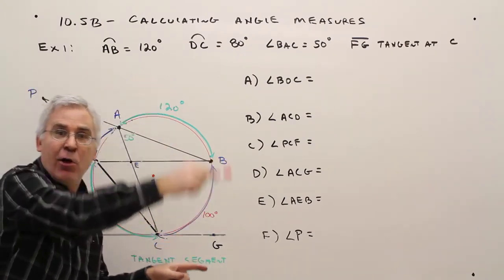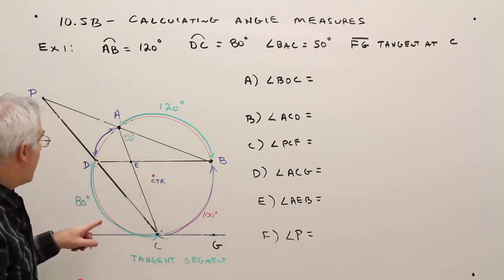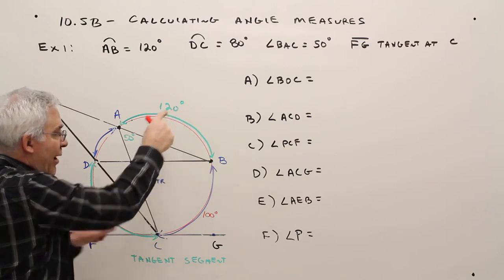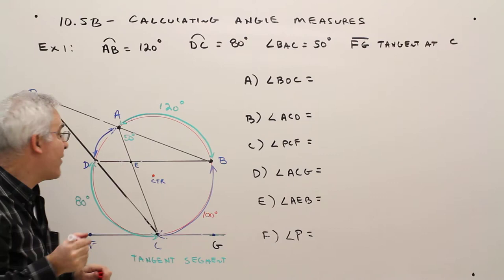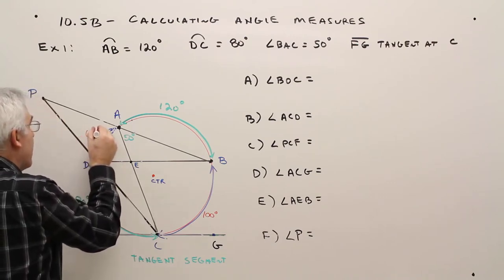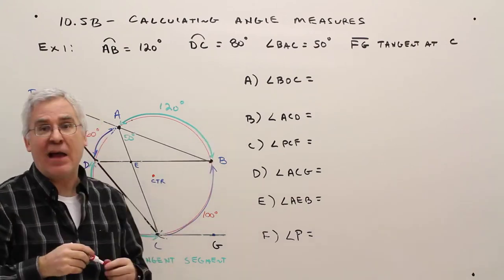I know in a whole circle, I've got 360 degrees. Well, I've got 80 and 120, that's 200. Another 100, that's 300. I've got no choice but for that to be 60 degrees. Okay, I've got all the arcs specified. Now let's attack the problems.